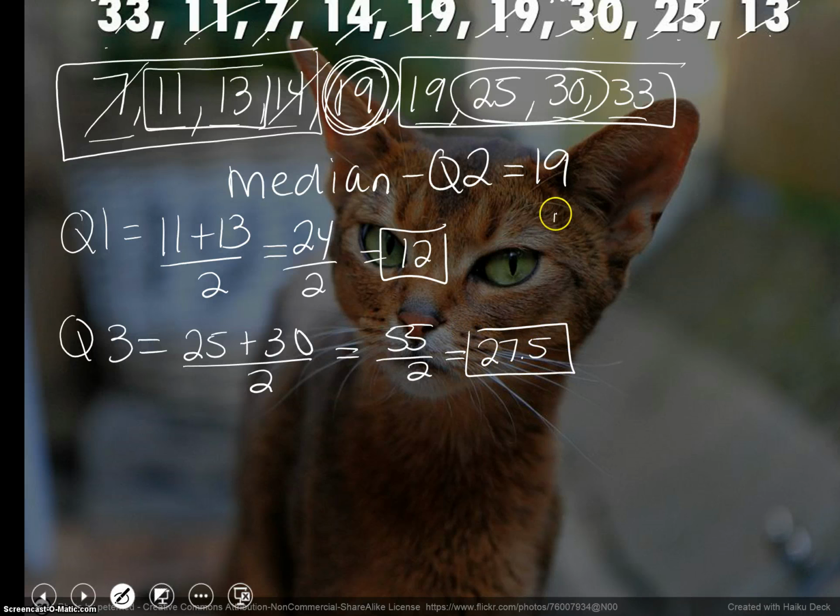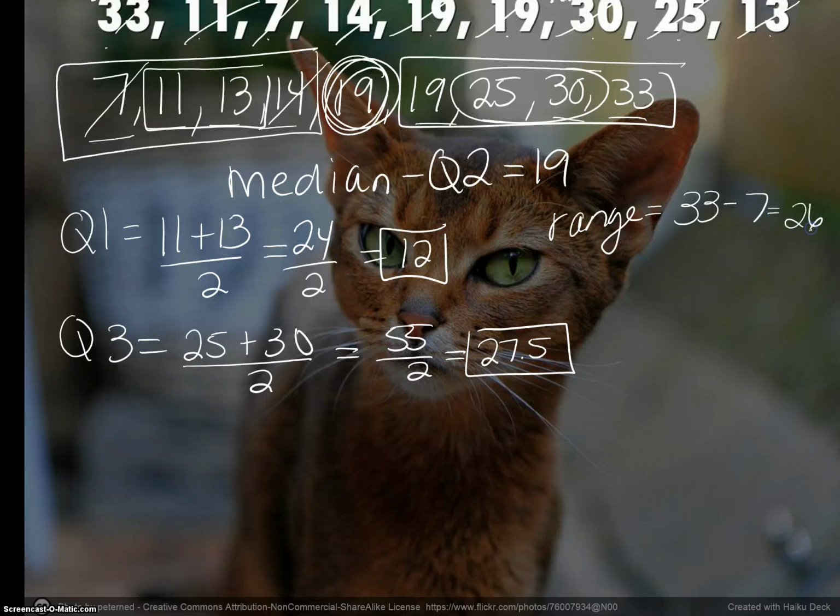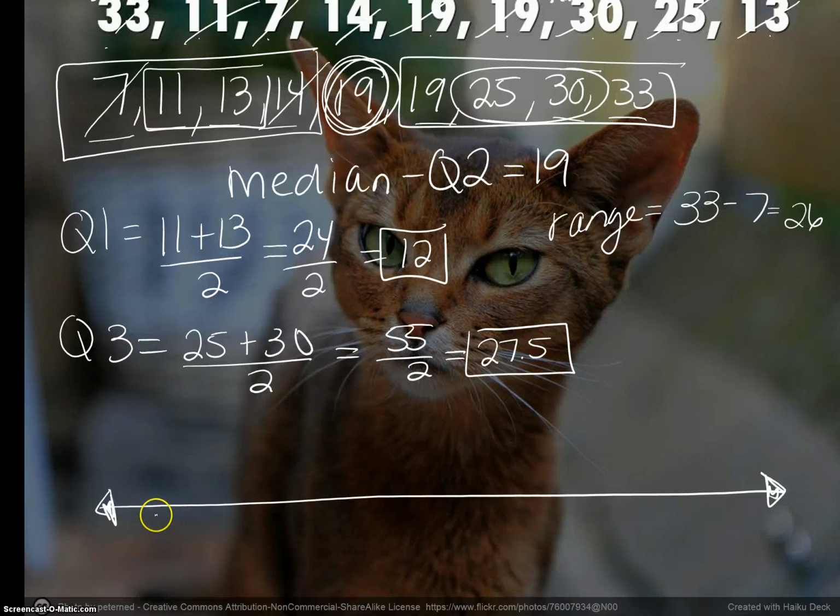If you'd like to find your range to see the spread of your data, to see how many numbers you're going to have to fit on your number line, I'll have to fit 26 different numbers. So when you're making your line graph, you want to make sure that you have enough room from the smallest to the greatest. I always like starting a little bit smaller, and I think it's easy to count up by 5s. 5, 10, 15, 20, 25, 30, 35.